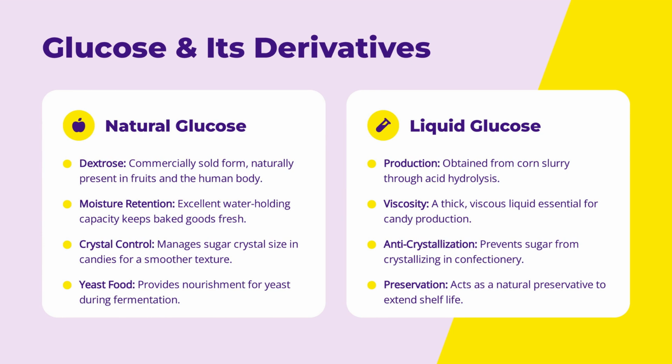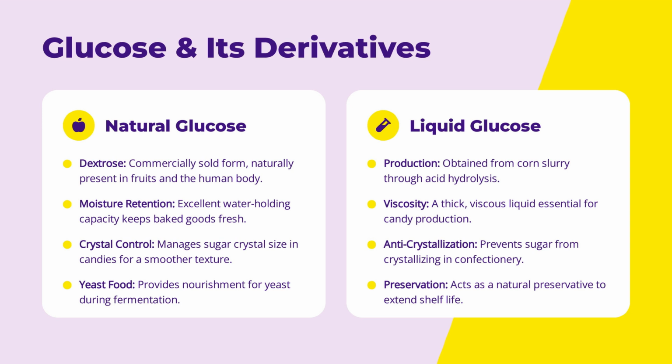Let us first understand natural glucose. The commercially available form of glucose is called dextrose. It occurs naturally in fruits and is also present in the human body. One of its major advantages is its excellent moisture-retaining capacity. This property helps bakery products remain soft and fresh for longer periods.